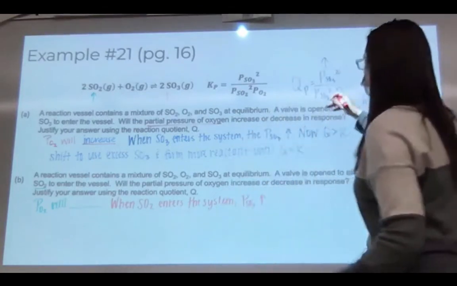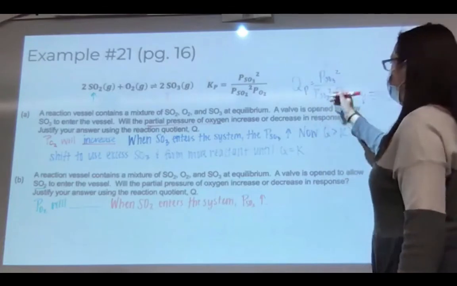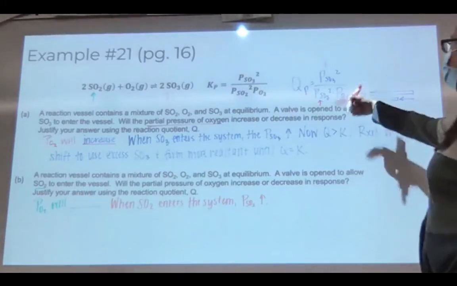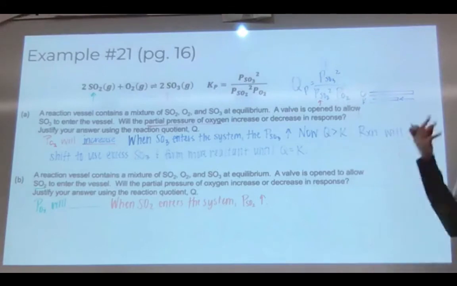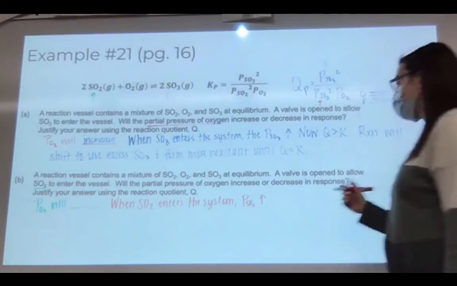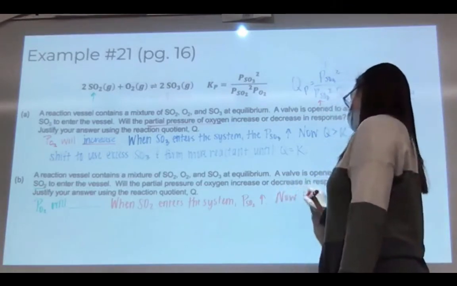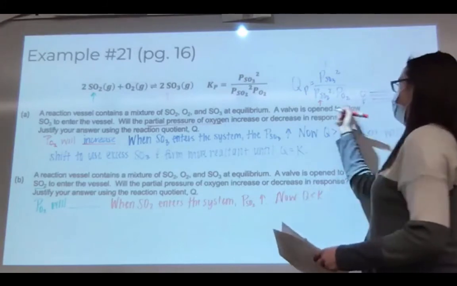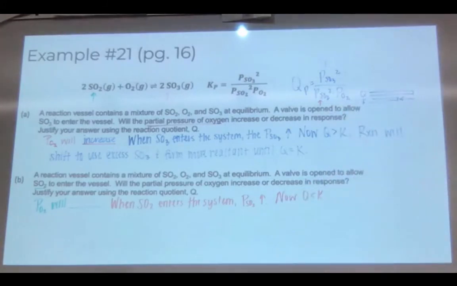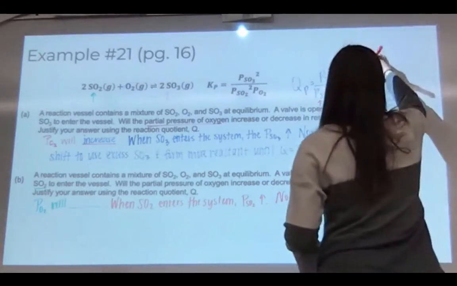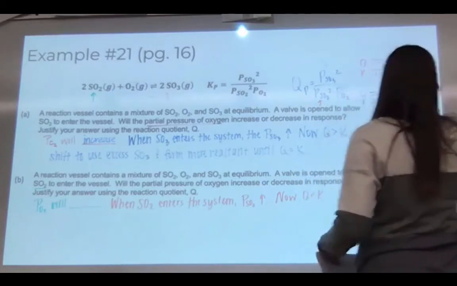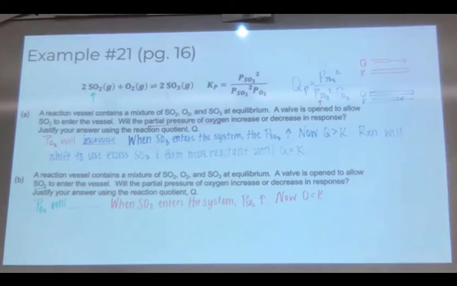Now let's think about what that does to Q. You're increasing only the amount of SO2 right away. Right away, all you're adding is SO2. Well, now you're adding more to the denominator. You add more to the denominator, you're making Q small. So now Q is less than K. There's not enough product relative to how much reactant we have now.